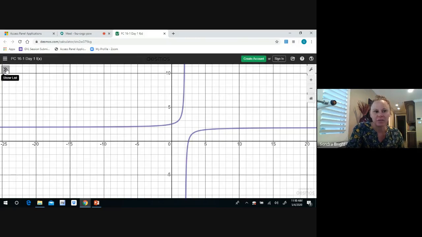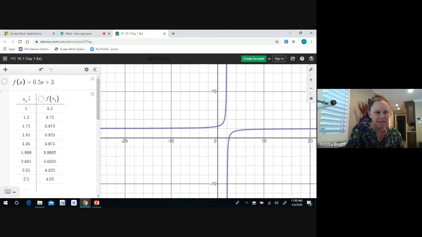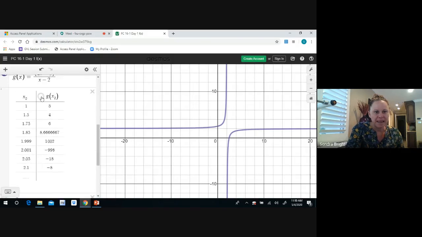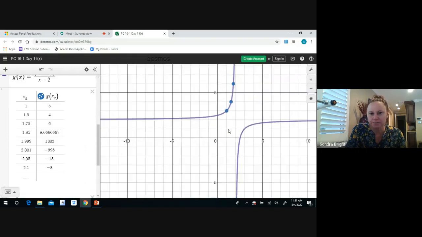So let's look at the table of values this time. Same table of values. But now, when x is 1, your y value is 3. When x is 1.5, your y value is 4. When x is 1.75, your y value is 6. When x is 1.85, you're at 8.667, right? But then you're getting closer and closer to 2.